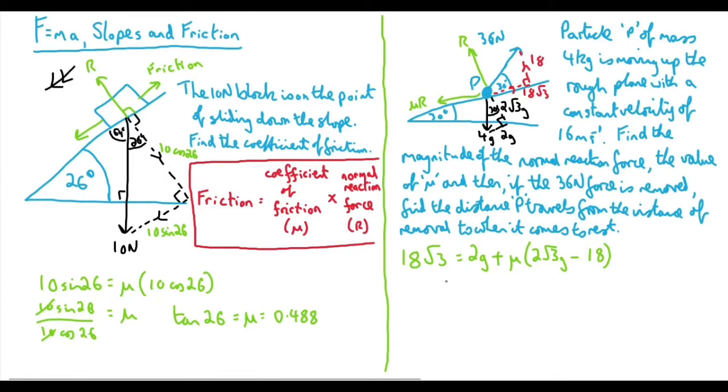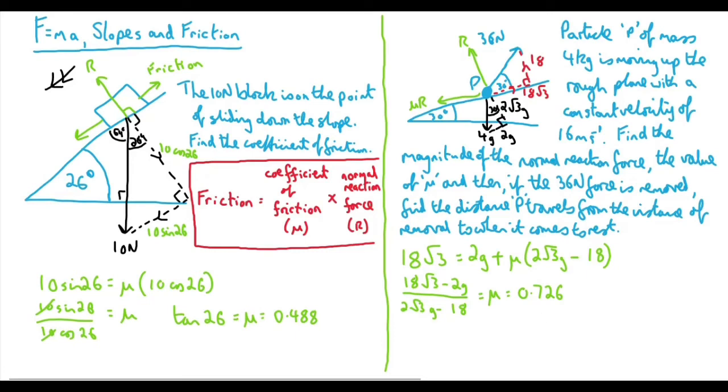From here, all we need to do is rearrange like we did last time. So we're going to have the 18 root 3 minus 2g over the 2 root 3g minus 18. That's going to give us mu, which to 3 decimal places is going to be 0.726.